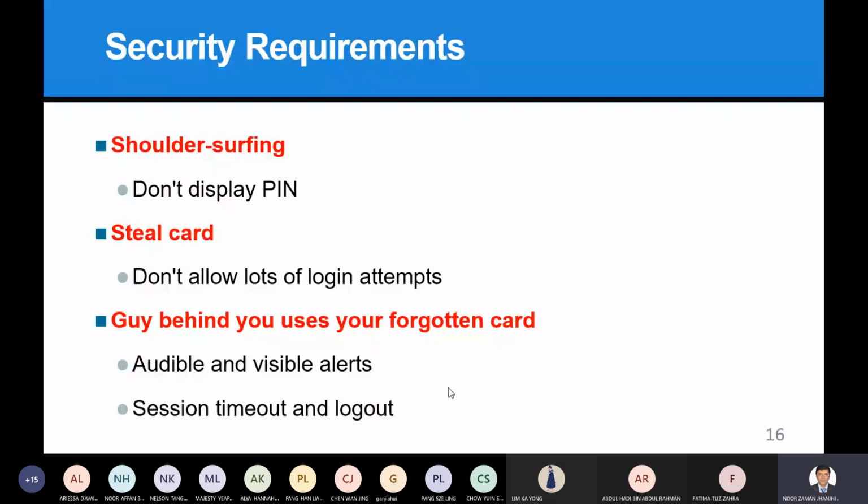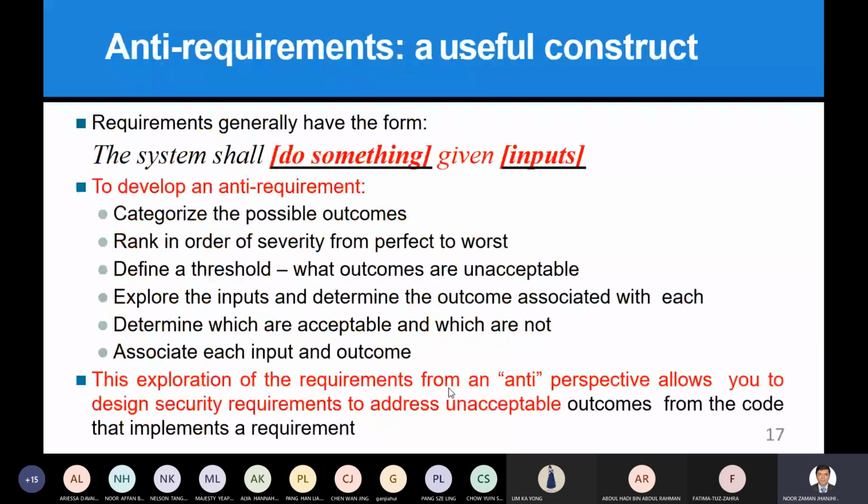And the owner himself can go to the bank, visit the branch, and collect the card. So this is what we mean by security requirements and drive security requirements. There are other things as well that we are supposed to consider. I am just giving you examples of how important secure information requirements are.